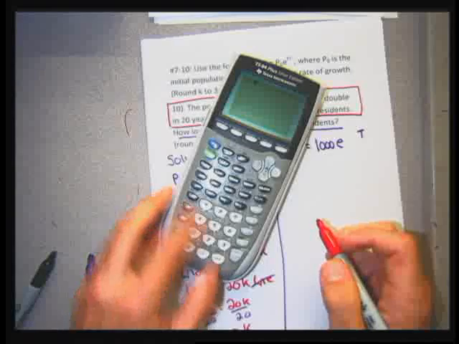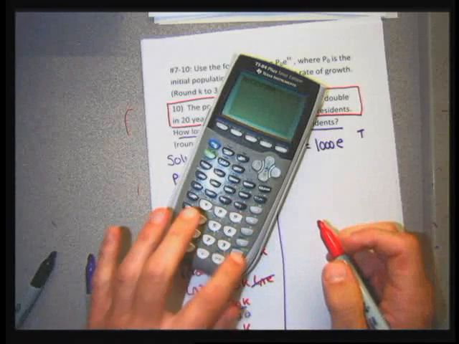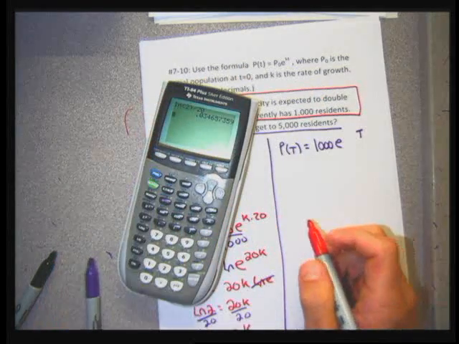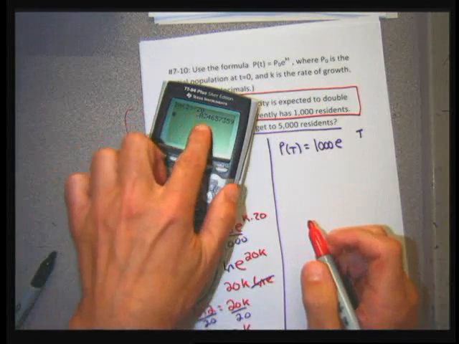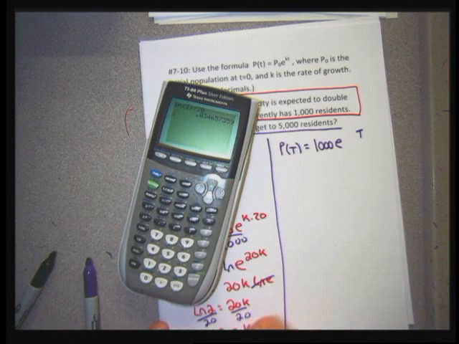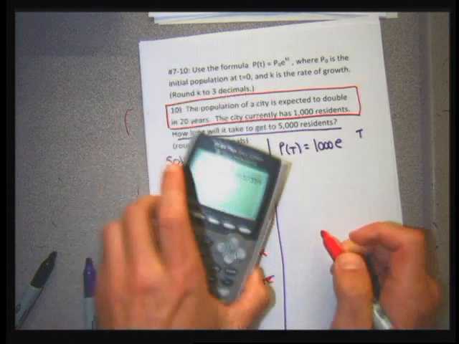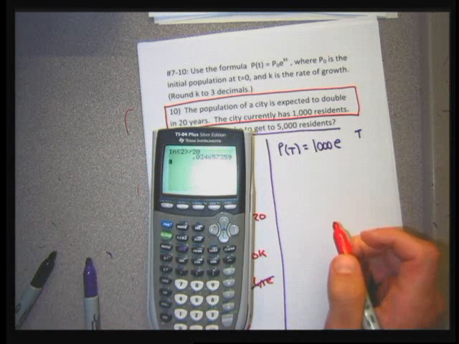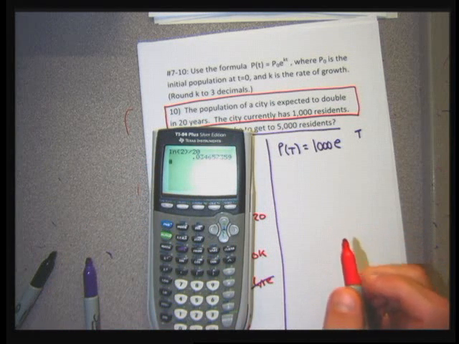So I'm going to go natural log of 2 divided by 20. I get 0.035 for what I'm going to write for k. So I did natural log of 2 divided by 20, and I get 0.035, rounded to 3 decimals as instructed. So the k is 0.035.